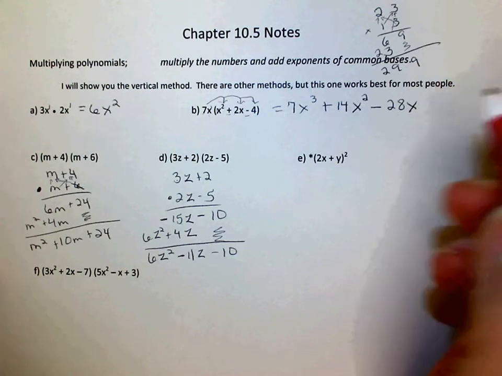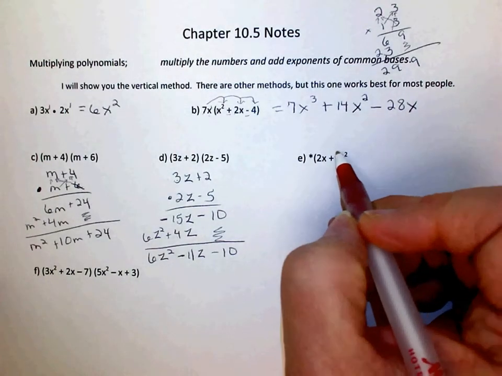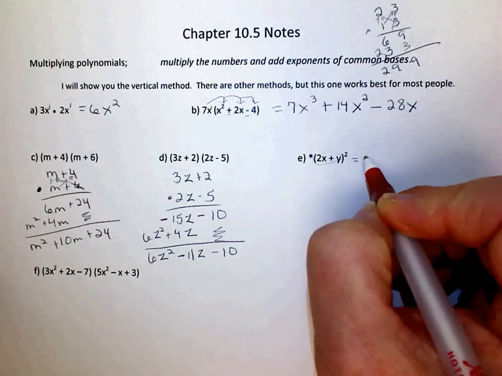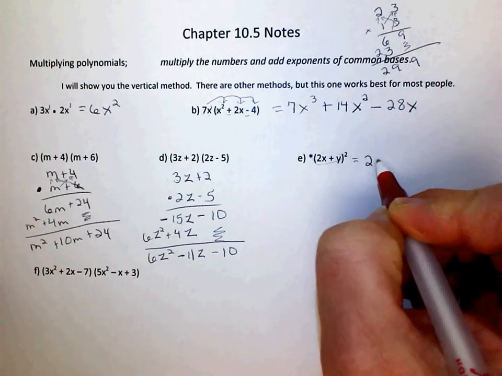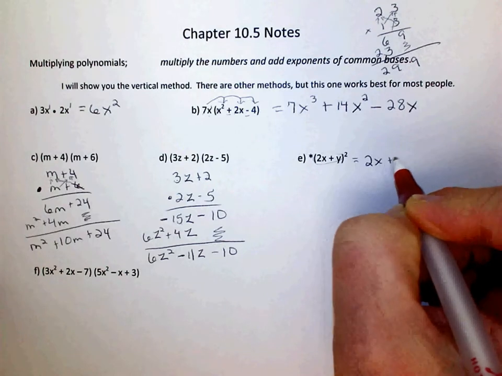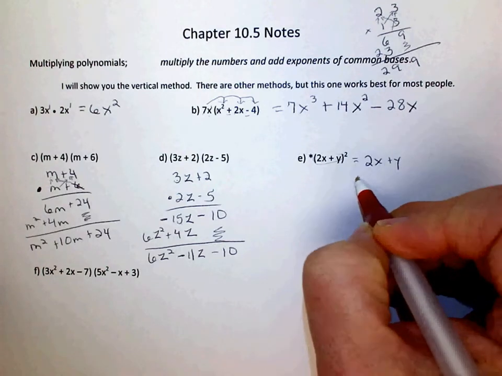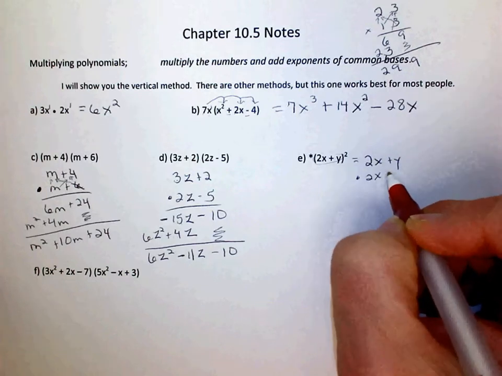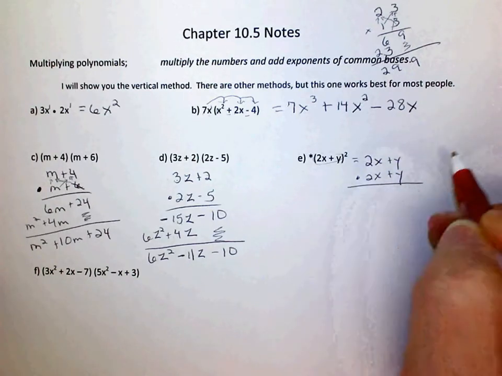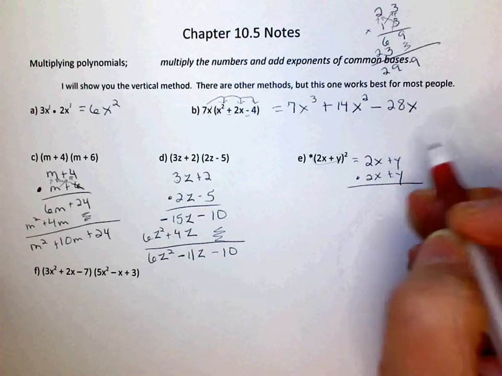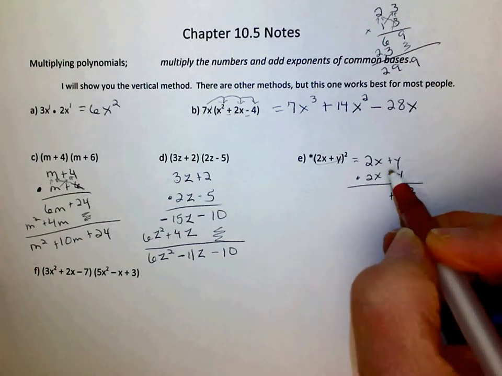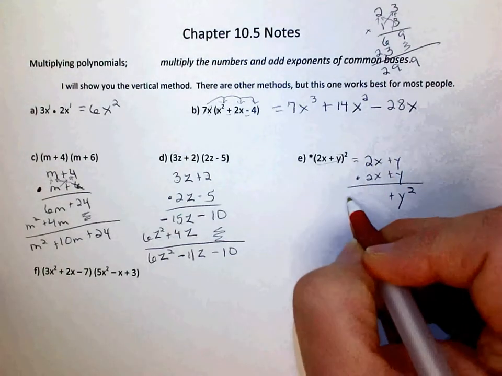Now what happens when you've got the same thing squared? Well, just like if I had 3 squared, it's 3 times 3. So then I get 2x plus y times 2x plus y. Positive y times positive y is positive y squared. Y times 2x is 2xy.